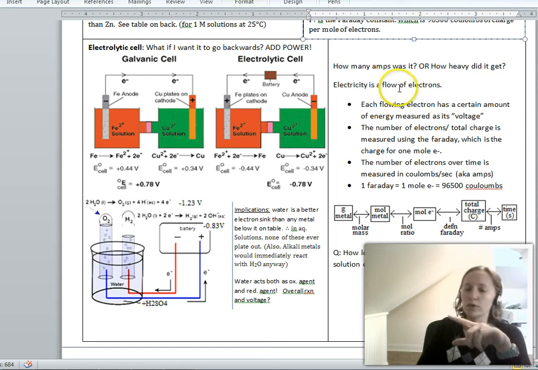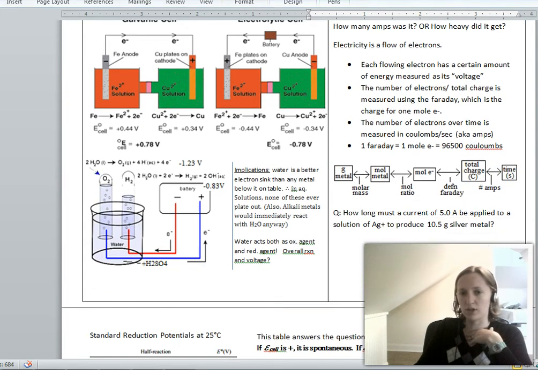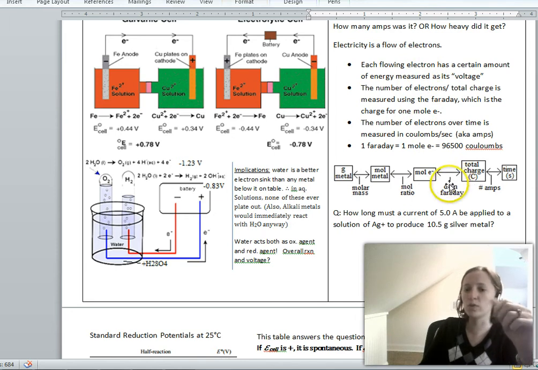You are able to go back and forth between the time that it took to run it, the amperage, and the grams of metal that you were able to plate out using some of our electrochemical knowledge. A couple of things that you're going to have to use are the definition of the Faraday that I mentioned before, where a Faraday has 1 mole of electrons equal to 96,500 coulombs of charge. You're also going to need to know what an amp is.